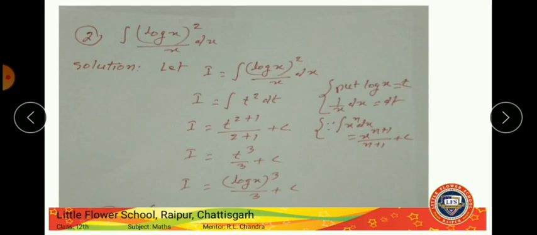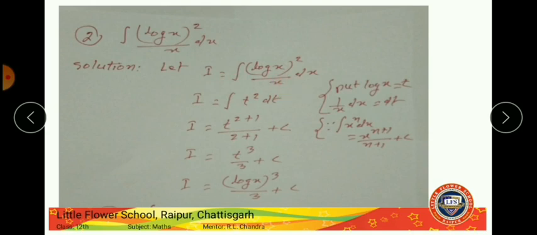Now see question number 2. Using the same method, the substitution method, integrate (log x) whole square upon x. Let I be equal to the integral of (log x) whole square upon x.